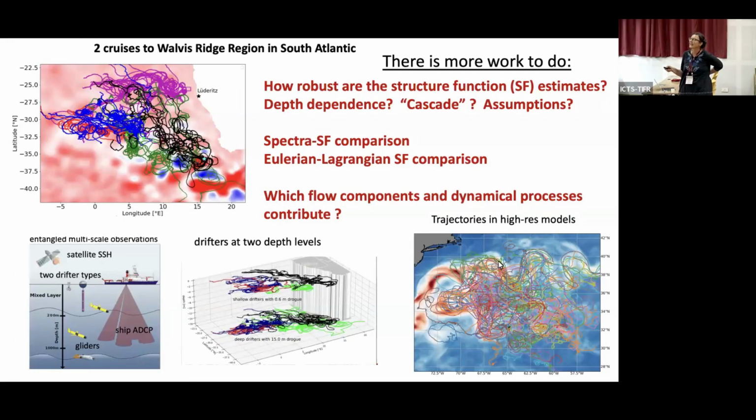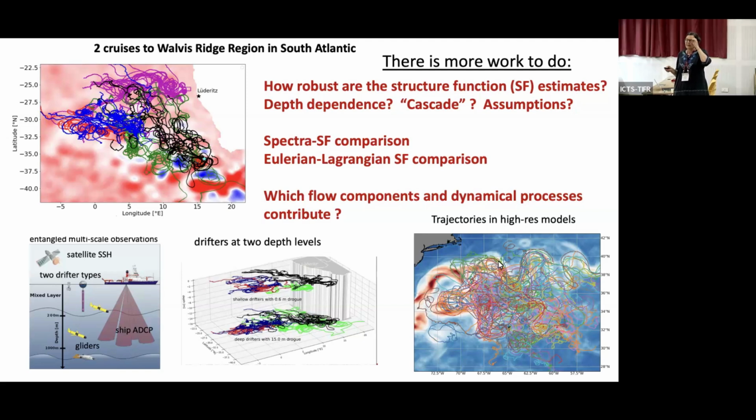And there is more work to be done, I think, on comparing spectral methods with the structure function method. And so this is what we want to do in our big project, where slides were already shown by Moritz and also Zoe. We had 2 additional cruises that took place in the South Atlantic in the Walvis Ridge region, which is around here. On this picture, it's close to the Benguela upwelling region.